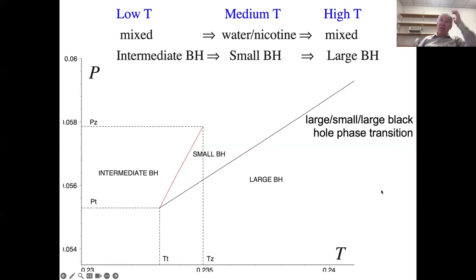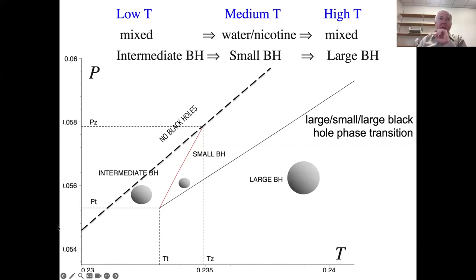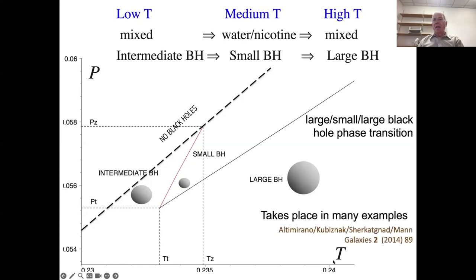So this, in some sense, suggests that black holes are chemical systems. There is a line here where, if you adjust the parameters so that the pressure and temperature are in this region, there are no black hole solutions. So you will actually end up at a minimal size intermediate black hole. But nevertheless, in this triangular region, you do get these reentrant phase transitions. And we have since shown, in this longer paper with Natasha and Zainab Shirkatganad, that this reentrant phenomenon takes place in many examples.